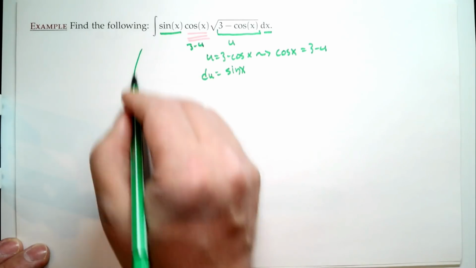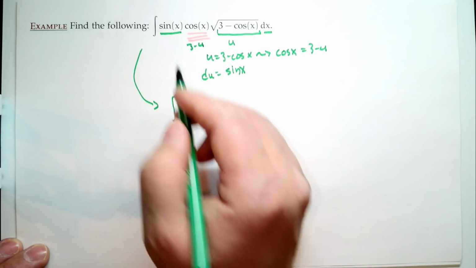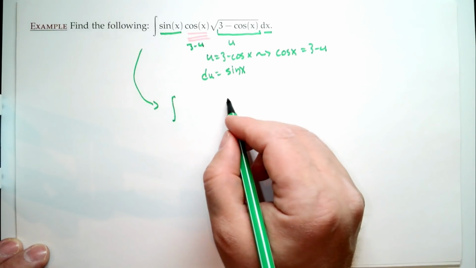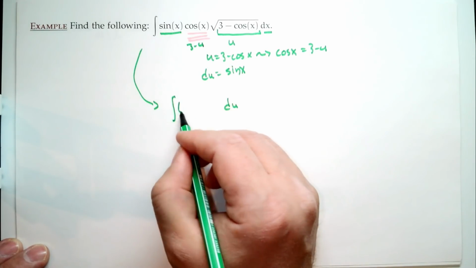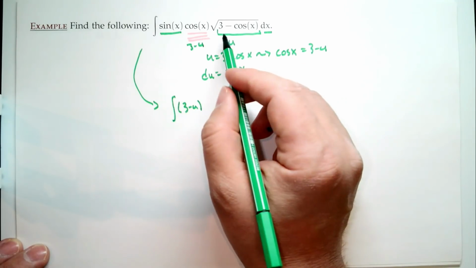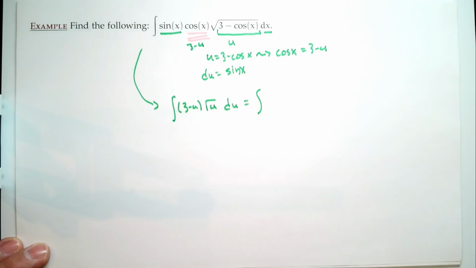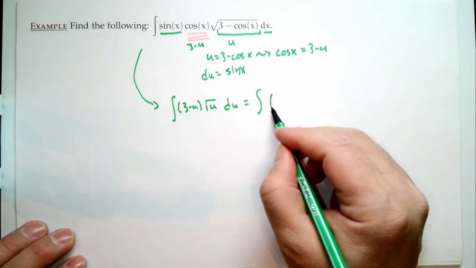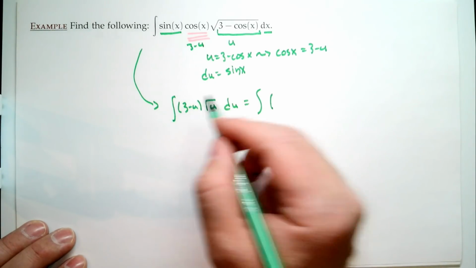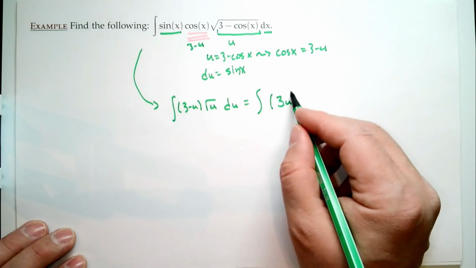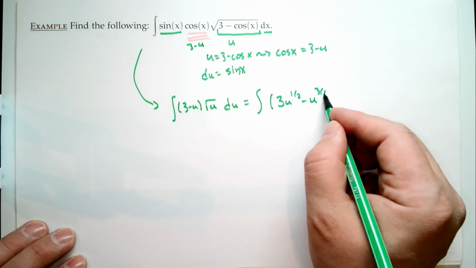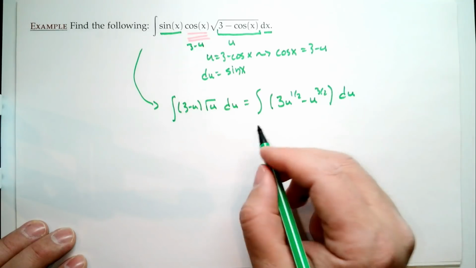If you do that substitution, we're going to have the following. Sine x dx becomes du. Cosine x becomes 3 minus u. And the square root of 3 minus cosine x becomes the square root of u. Now, because we're doing calculus, we don't use the square root symbol. We use u to the 1/2 because our calculus rules are built for u to the half. So I'm going to multiply that through. This is our algebra manipulation. In other words, distribute that square root of u. That's 3u to the 1/2 minus u to the 3/2 du. And now we're in good shape.